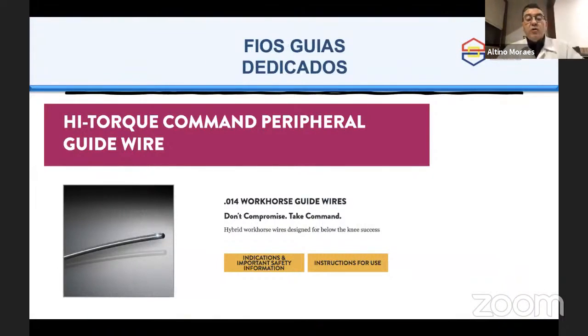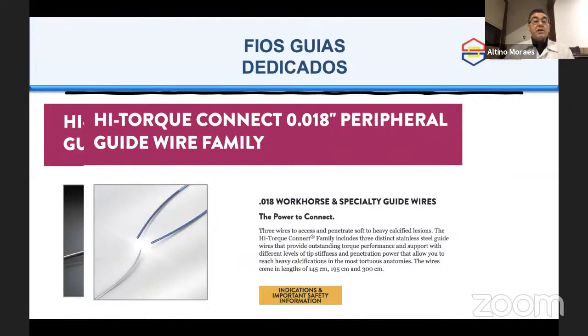E com a melhora dos materiais, como os fios, os guias dedicados para transpor as oclusões, como temos este, que é o fio Command da Abbott, que é um fio com a ponta de nitinol, e que se pode passar, e ela mantém a memória de sua ponta. Temos também o High Torque Connect Point 18. É um guide wire espetacular para a passagem das lesões.